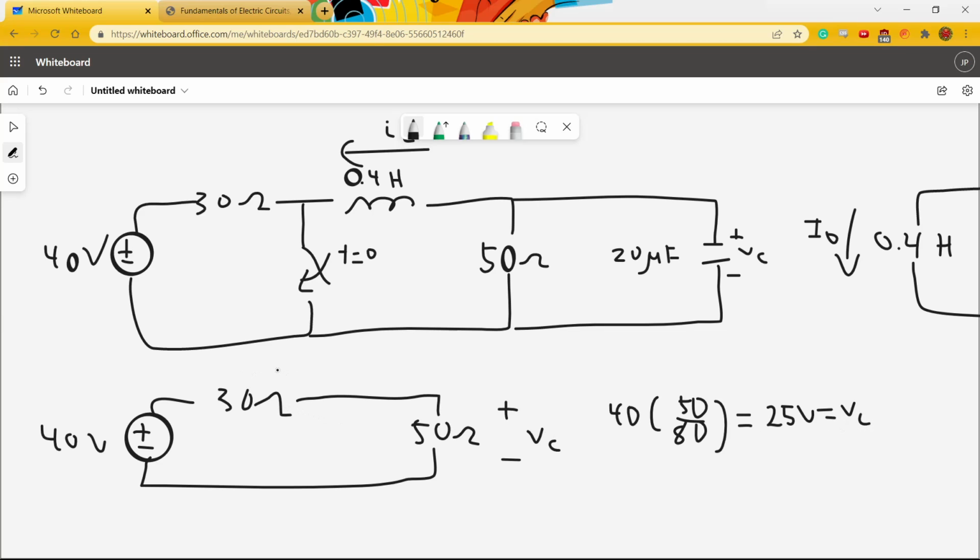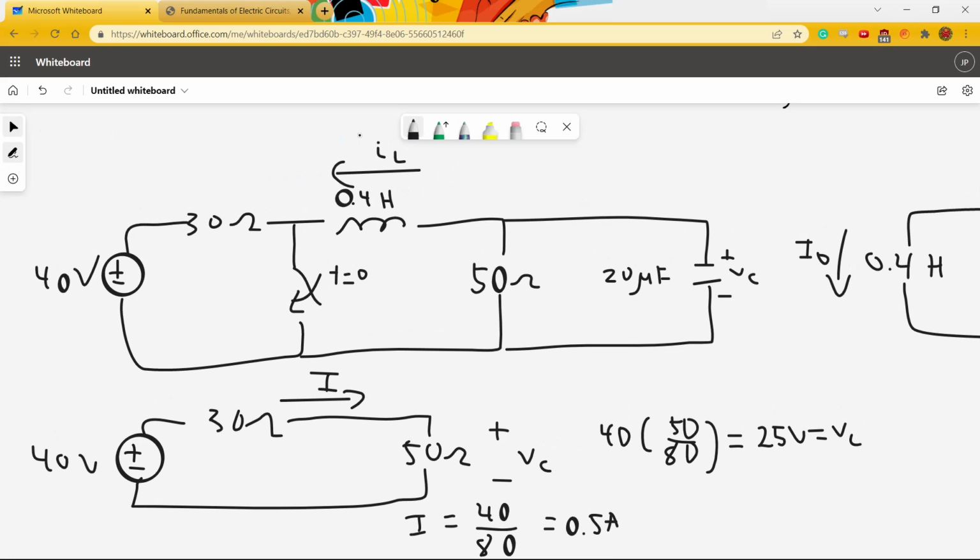But what about the current? The current in the circuit I is simply equal to 40 over the sum of the resistors, 80, which is equal to 0.5 amps. In order to get the current in the inductor for our convention, we simply need to apply a negative sign. So I naught is equal to negative 0.5 amps. So we have also V naught equals 25 volts.